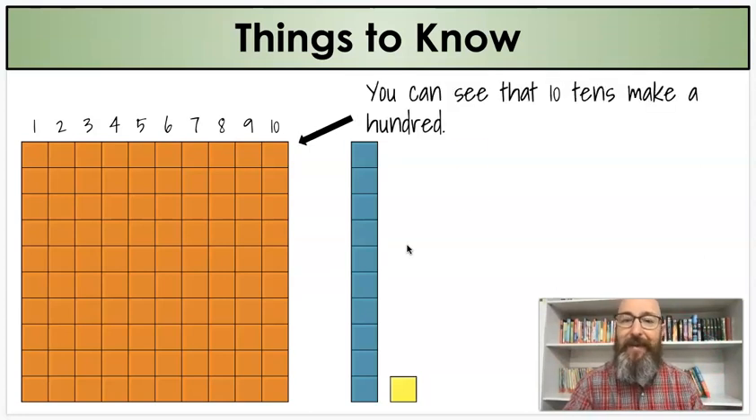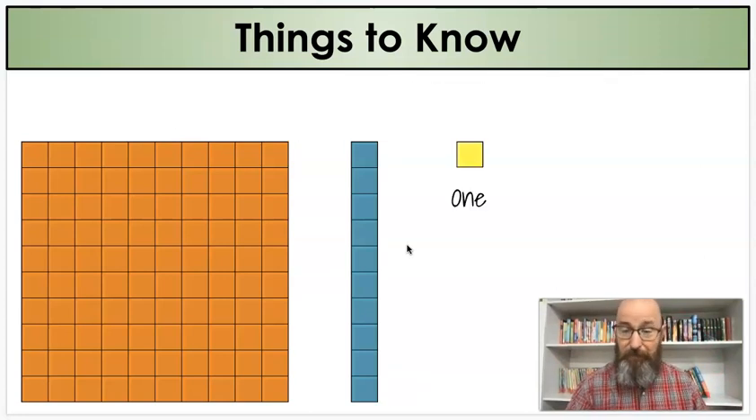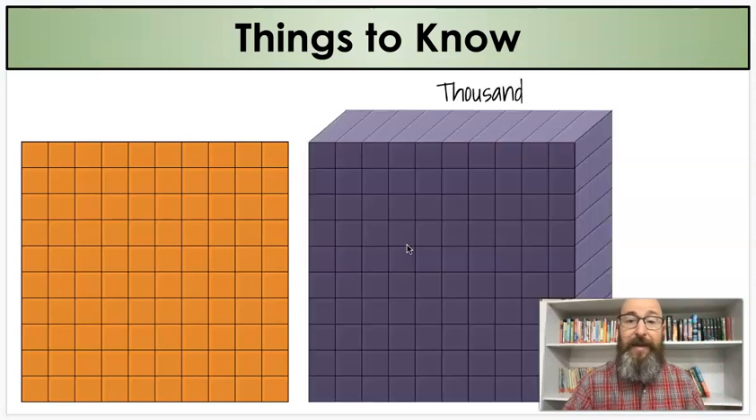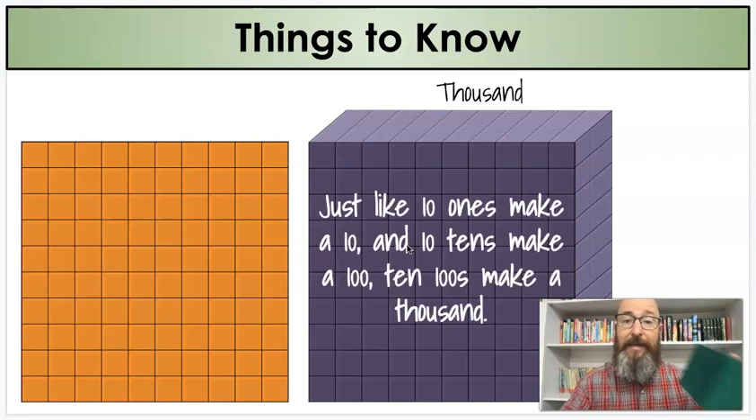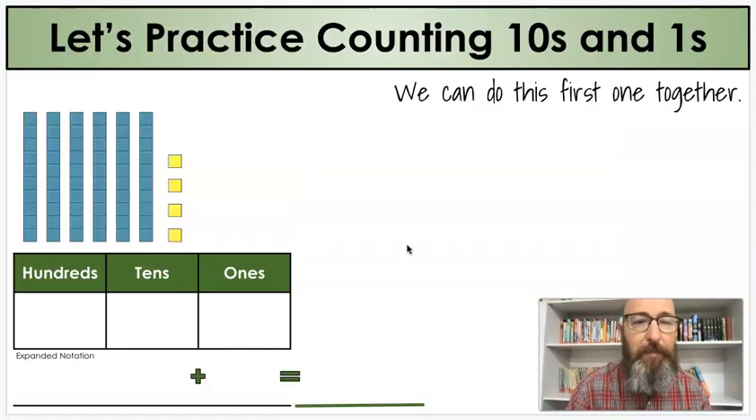All right. Now, next, so again, we have a 1. Make sure we know these. We have a 10, and we have 100. Now, we also have 1,000. I'm not going to get into those right now. 1,000 is a cube, my students noticed this week. And just like 10 ones make a 10, and 10 tens make 100, 10 100s make 1,000. So I want to make sure you're familiar with those. But let's get started counting tens and ones.